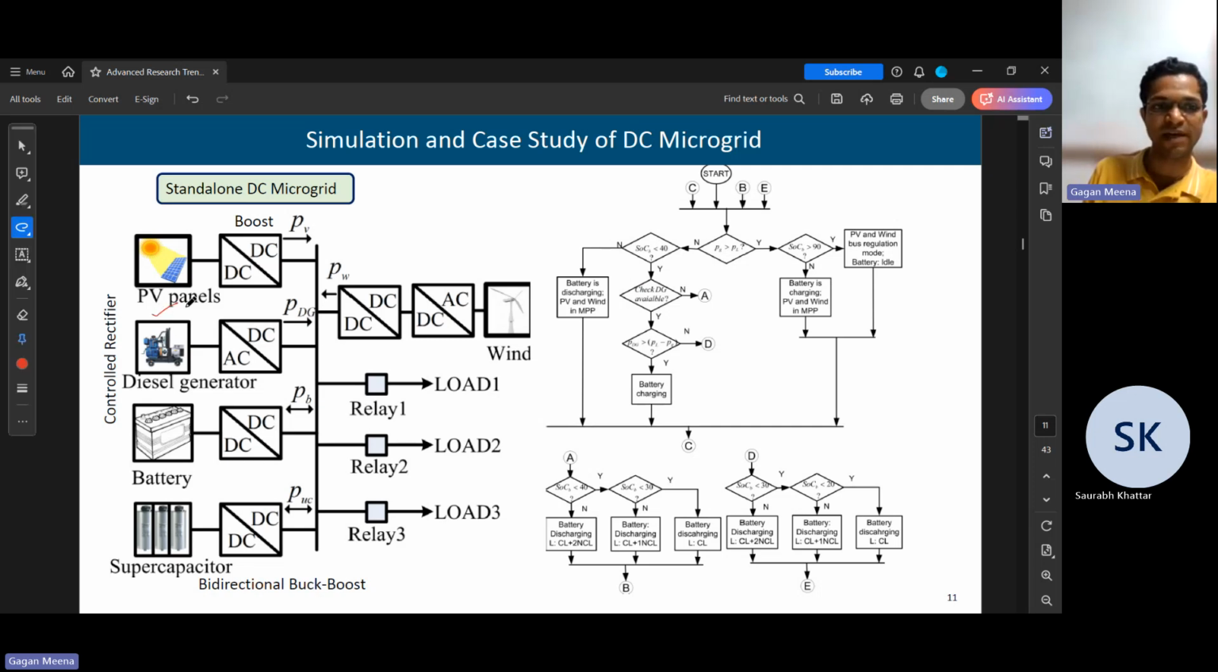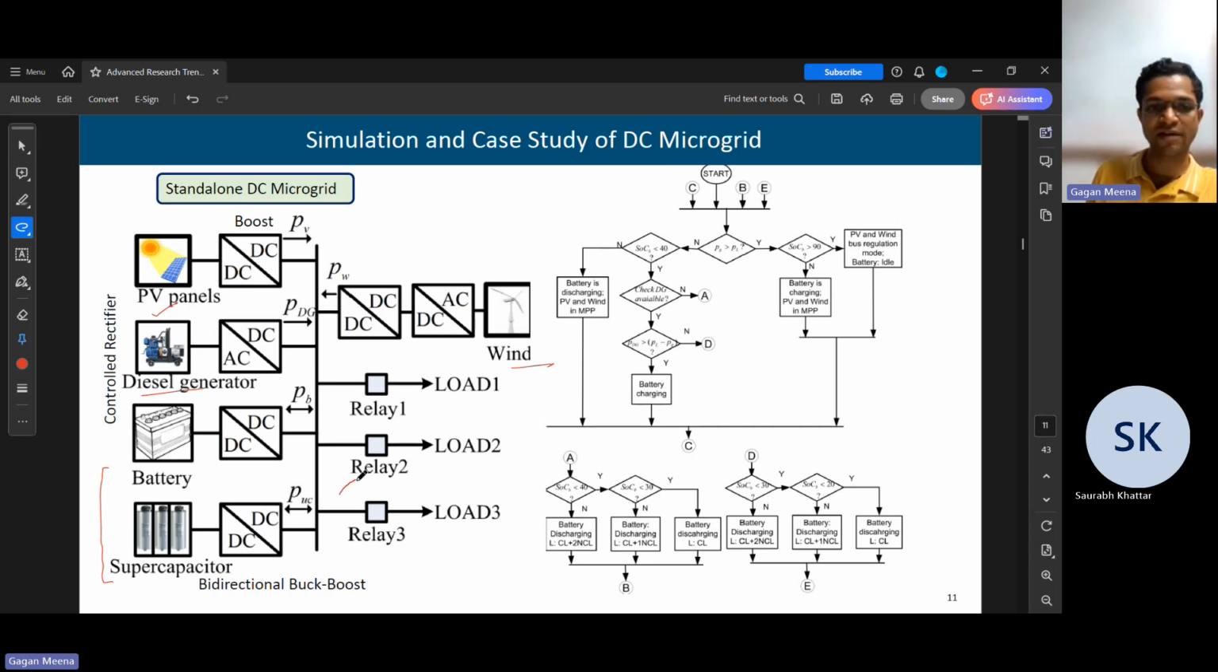Here we have PV panels, we have wind turbine, we have a diesel generator and a hybrid storage composed of battery and supercapacitor. Supercapacitor for high frequency transitions, for high power requirement, because the power density of supercapacitor is largest compared to the lithium ion storage. And the lithium ion energy capacity is more as compared to the supercapacitor.